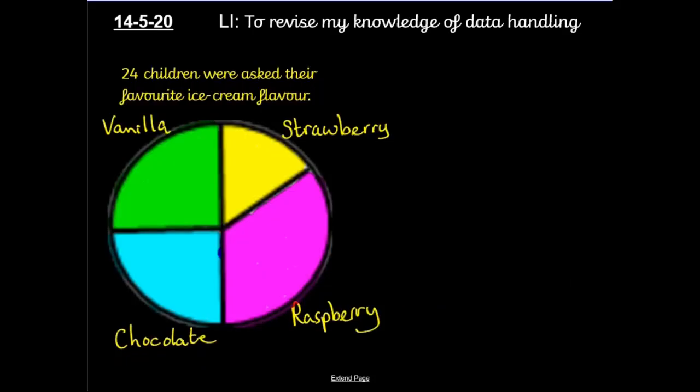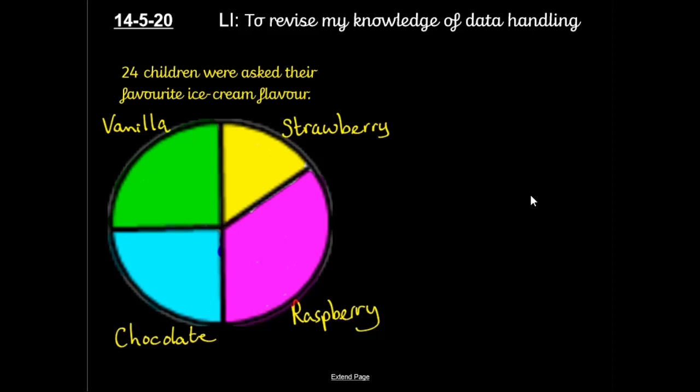Now then, final one, back to pie charts. Let's see if you can work out these, and this is a little bit more of a challenge. 24 children were asked their favourite ice cream flavour. This many people said vanilla, strawberry, raspberry and chocolate. So how can I find out how many children specifically like each of these parts? I have to go back to fractions.